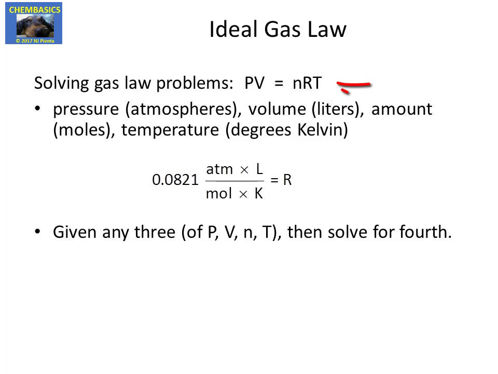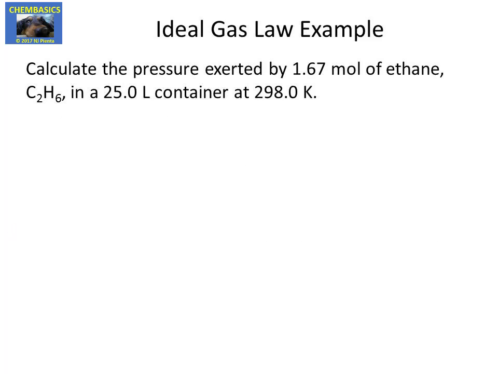In other words, if we want to solve for some unknown value, we start with the ideal gas law, and we know the value for R, 0.0821 atmosphere liters per mole K. So if we have any three values for pressure, volume, amount, or temperature, then we can simply solve for the fourth using the ideal gas equation. Let's look at an example of a problem.